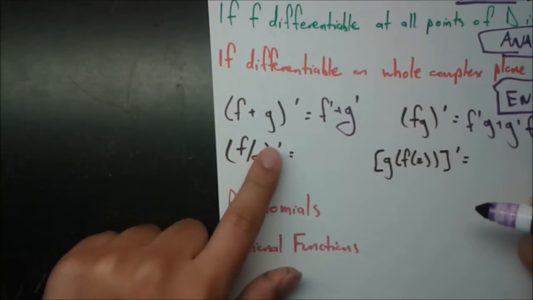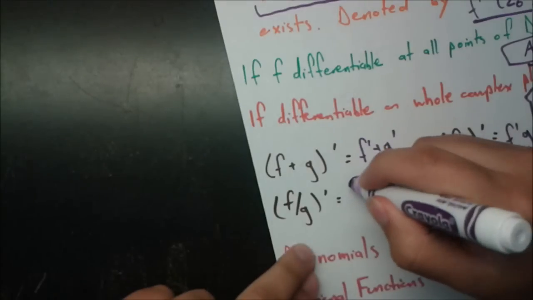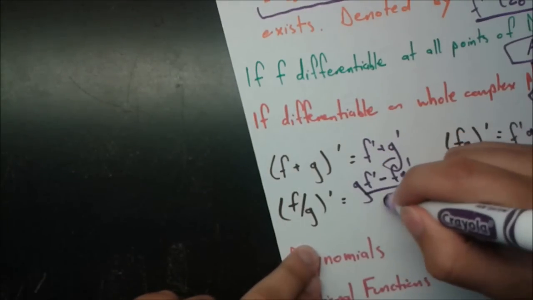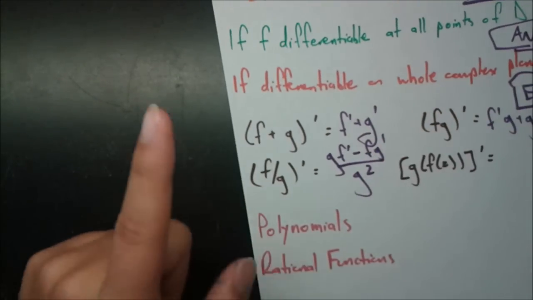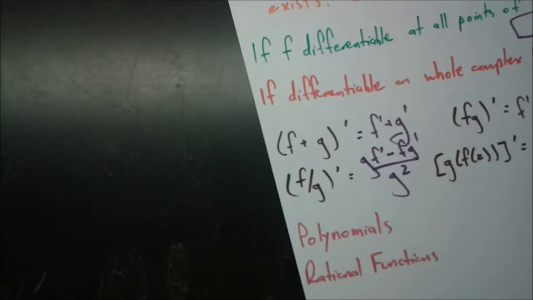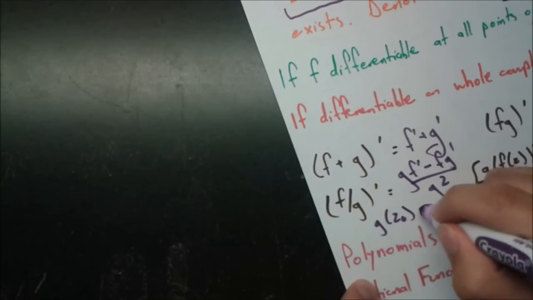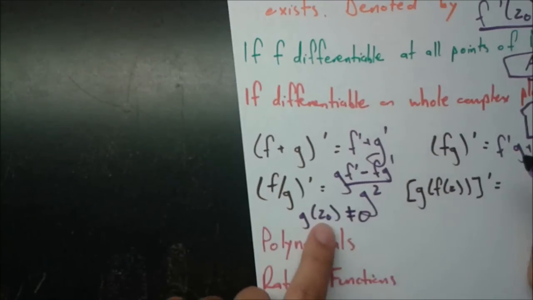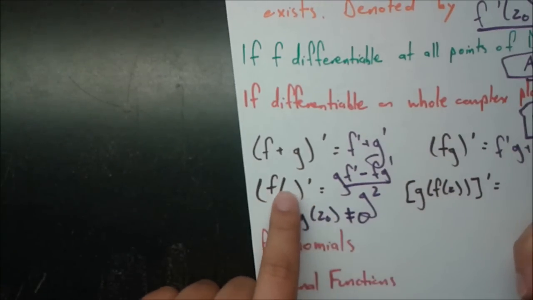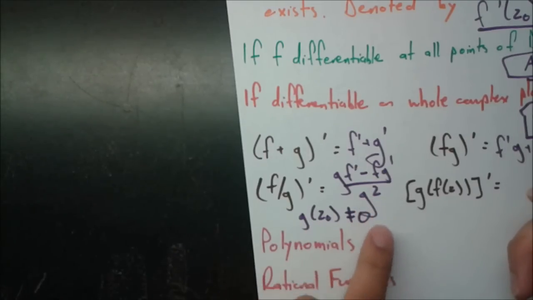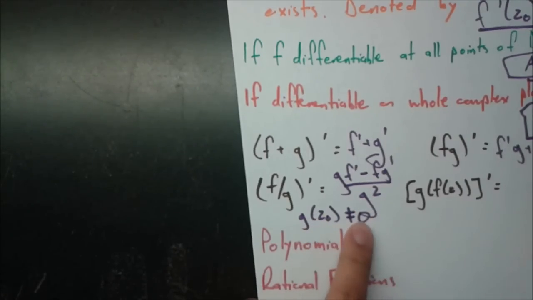For f divided by g, we can use the quotient rule, so it's going to be the bottom times the derivative of the top minus the top times the derivative of the bottom, all over g squared. But the important thing to note here is that this must be so that g of z0 is not equal to 0, and z0 is just the point that we're taking the derivative at. And that makes sense because if it's 0, then we have a denominator of 0 and things kind of break down. So just make sure g of z0 is not equal to 0.